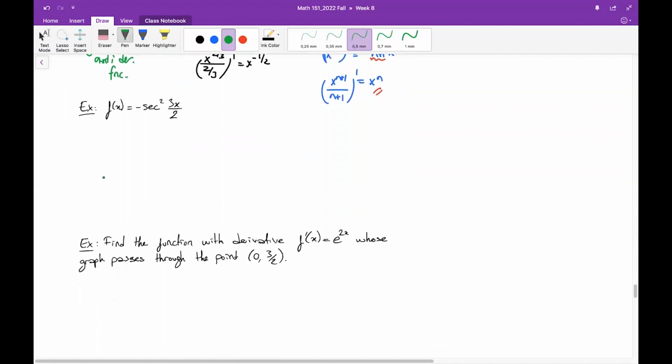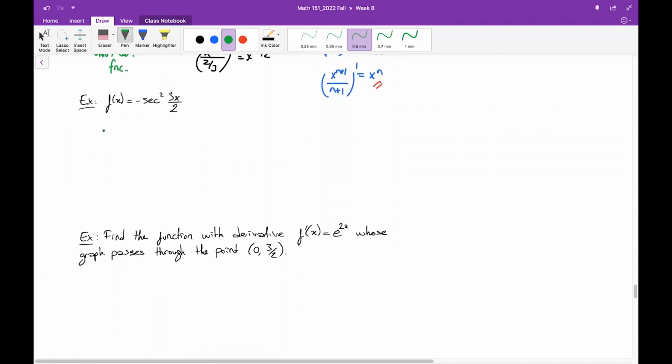Okay, so next exercise. f of x is like that. We want to find the general antiderivative function of it. So tell me some function whose derivative is this one. So recall again. Do you remember a function whose derivative is secant square? The derivative of tangent is secant square of x, right?